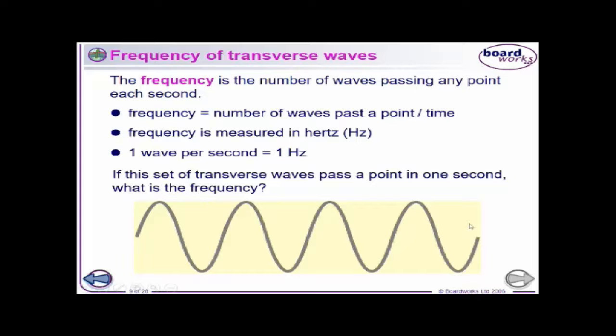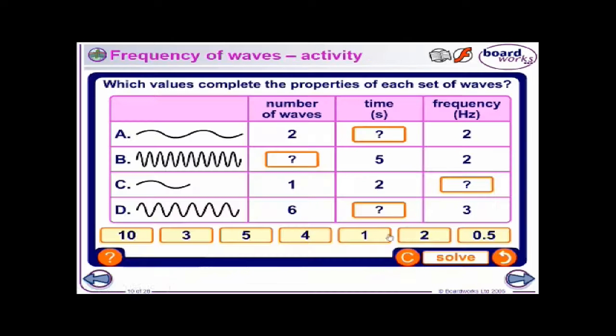If all of these passed in 1 second, what is the frequency? Well, we've got 1, 2, 3, 4 complete waves here. So that's 4 waves passing in 1 second, so that'll be 4 hertz. Okay, so here we've got an activity to do which I'm going to put in Google Docs for you to complete the table. And that's the first part.